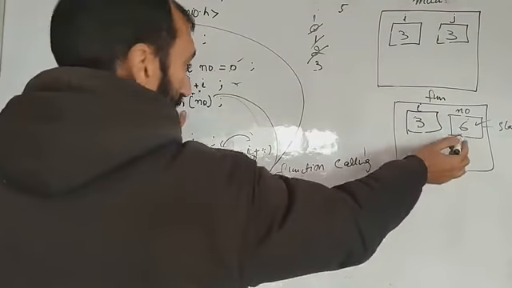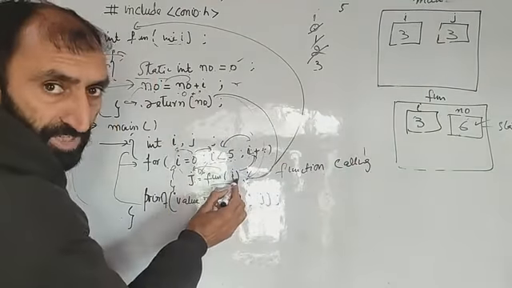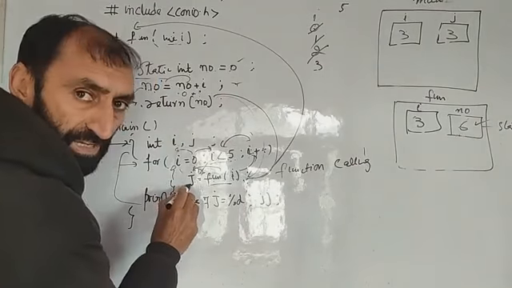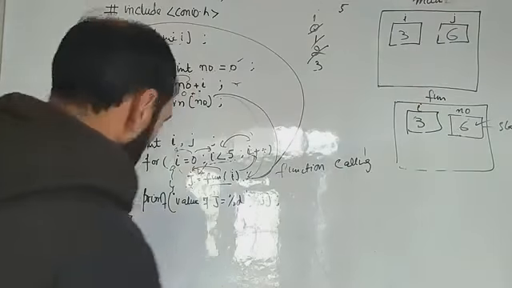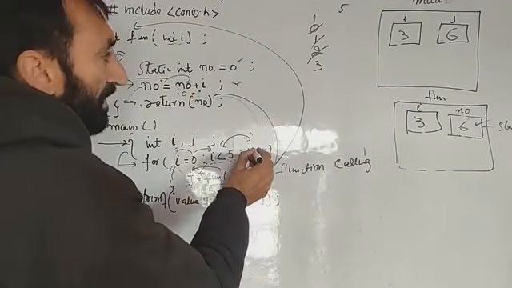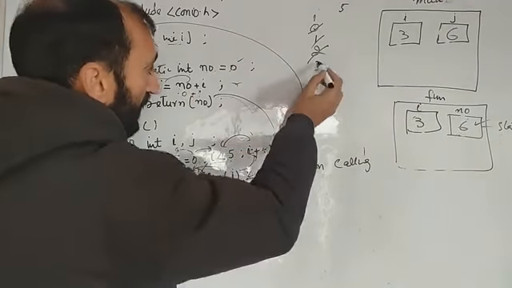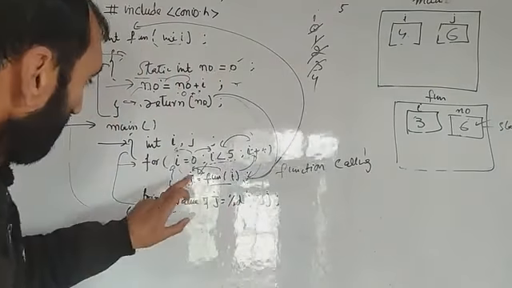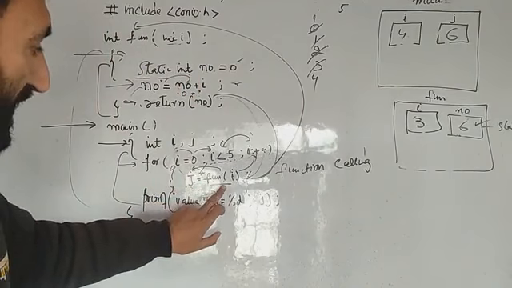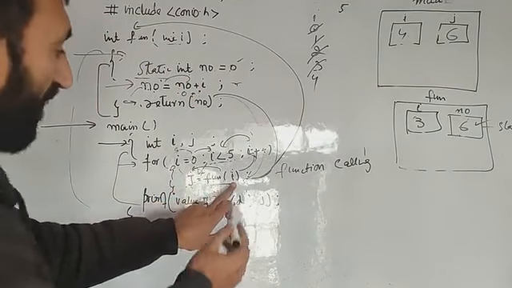Return number. The number gets returned, the function call returns, and that will get stored in j. J now has 6. Back in main, i plus plus. I was 3, it will become 4. Then the function call happens again.